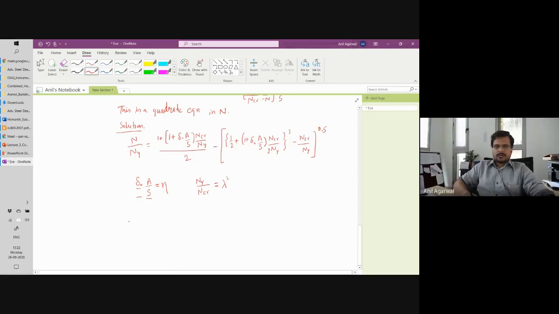Now, if we substitute that, our n divided by Ny will be equal to 1 plus eta, by lambda squared. Because Ny by n critical is lambda squared, therefore it will be 1 divided by lambda squared, divided by 2, minus the square root of half plus 1 plus eta divided by 2 lambda squared, squared, minus 1 divided by lambda squared.